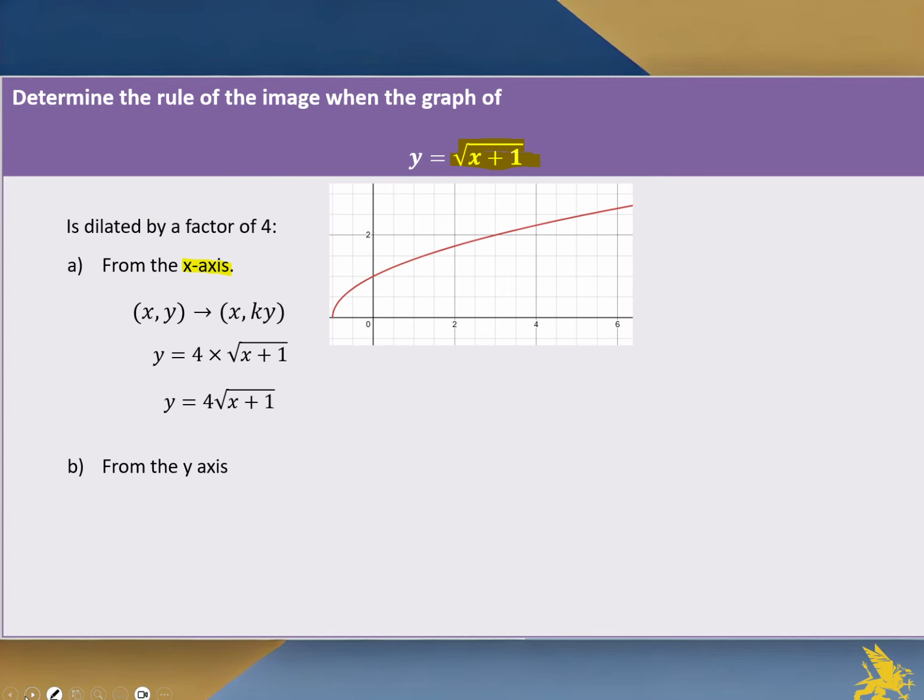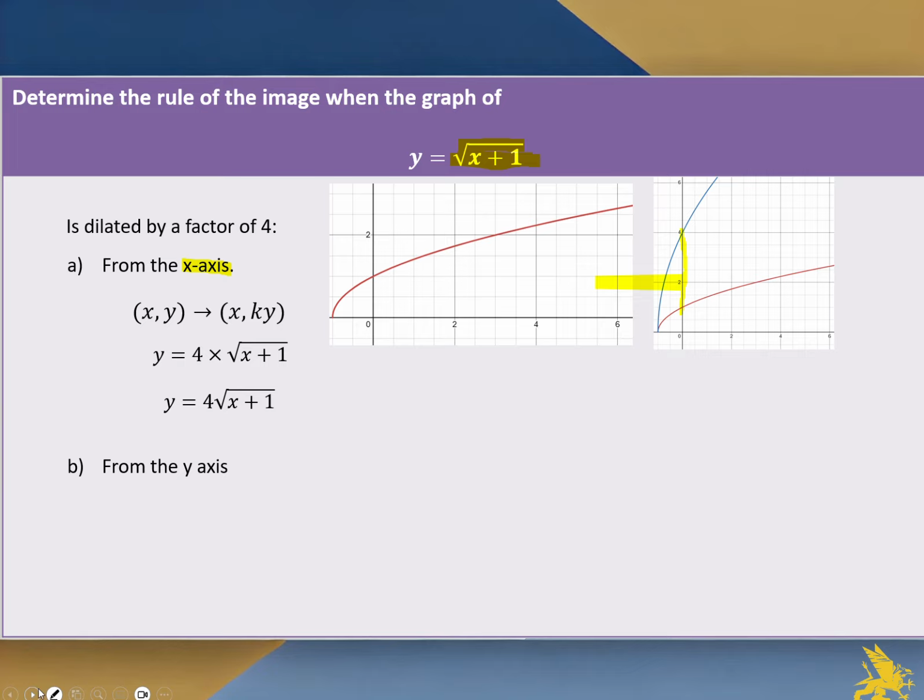If I look at the first original graph and then I look at the second graph, we can see that it's gone from 1 all the way up to 4. So 1 times 4 is 4. That's the point that is probably the easiest to show.